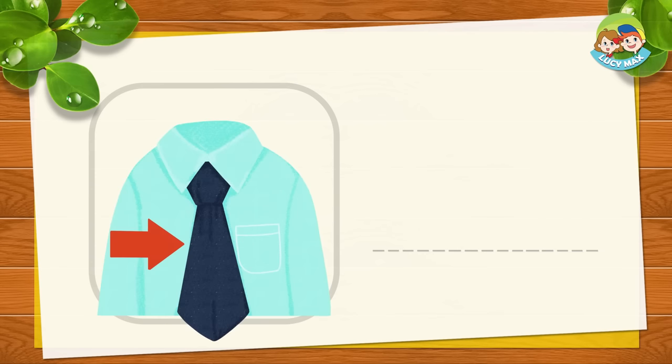Look at the arrow. The arrow points to a tie. T and I together is tie. Say it with me. T, I, tie. Now you try. Good.